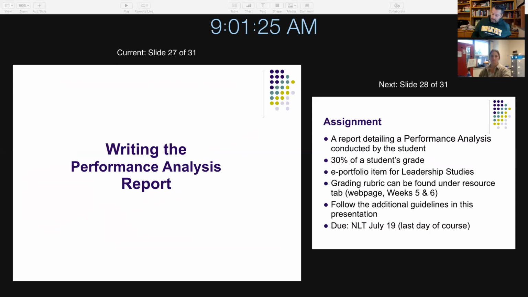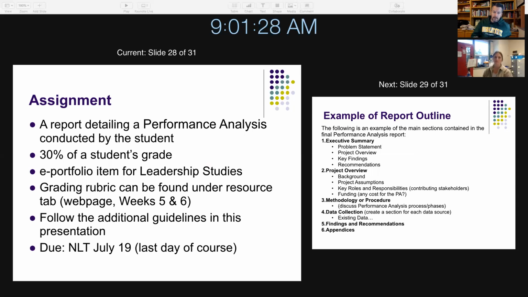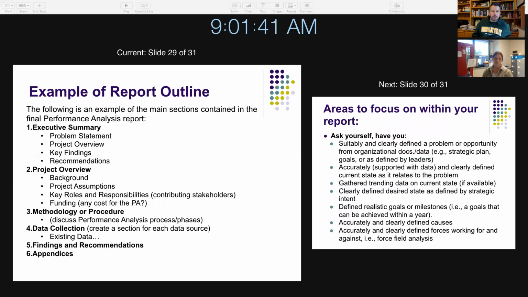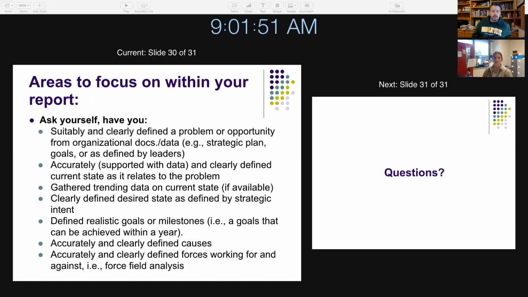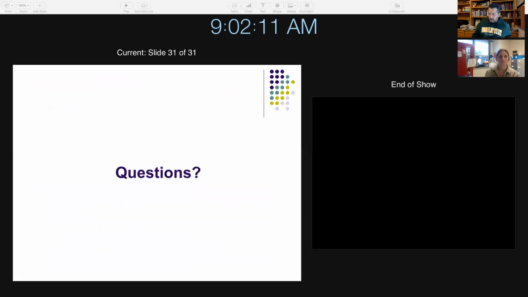When you get to writing your report, here's just some information about it. It's a large part of the grade because it is a signature assignment, 30%, and then the due date. Here's the outline for the report. And this slide shows on week 5, so you can just go back and take a look at that. Some questions to ask yourself as you're finishing your report. These you might read before you even start your analysis too, to make sure you're on the right track. And that's pretty much it.